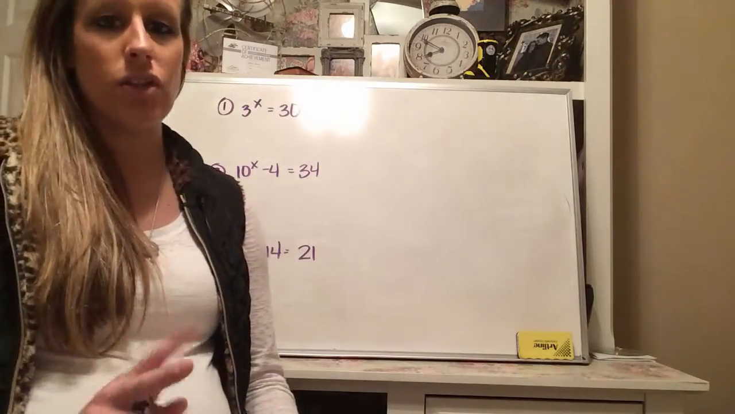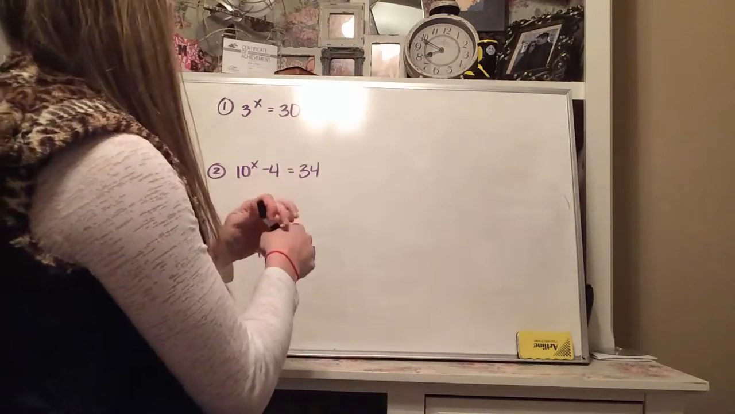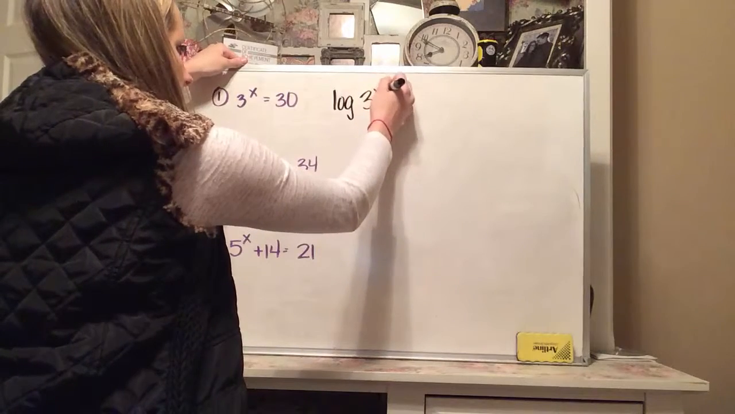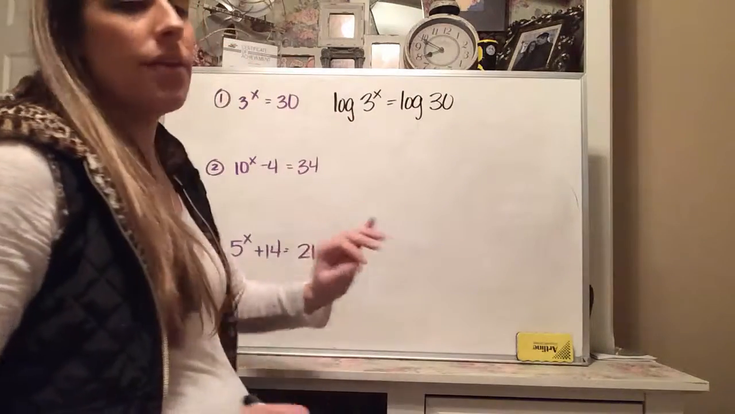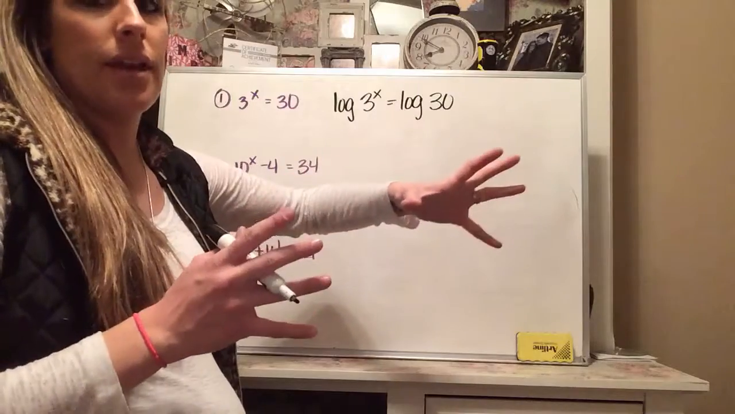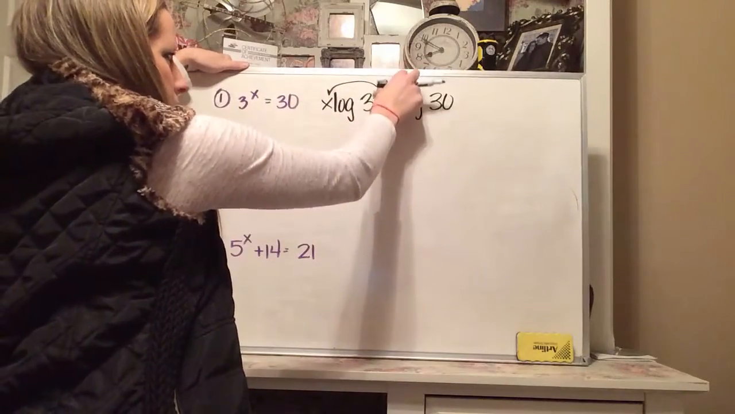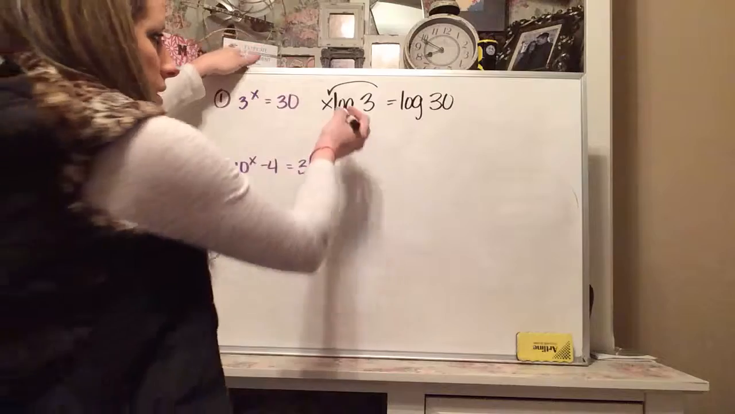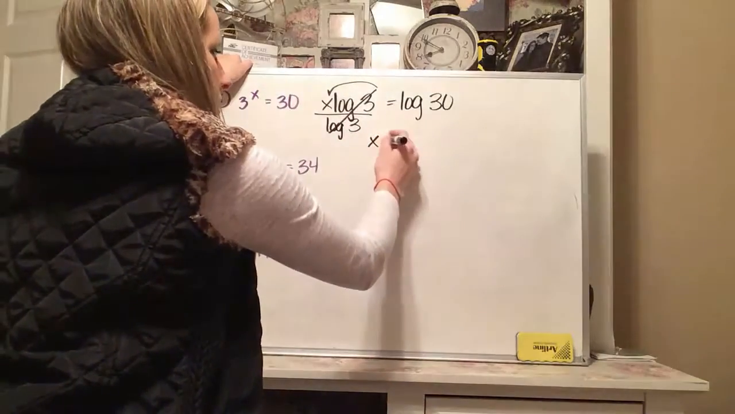So let's go ahead and try this. We're going to take the log of both sides and then solve for x. So we take the log of 3 to the x power equals the log of 30. If I want to solve for x, this is what we did last week. My power goes in front. So I have x log of 3 equals log of 30. To get x by itself, I'm going to divide by the log of 3. Then they cancel and my x is by itself.